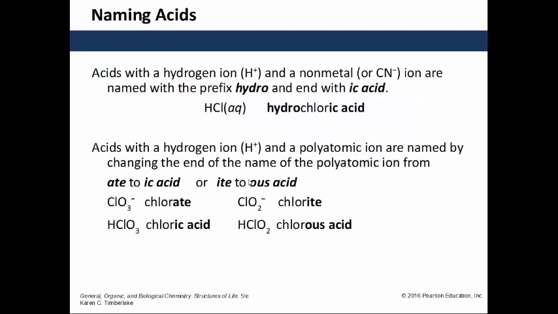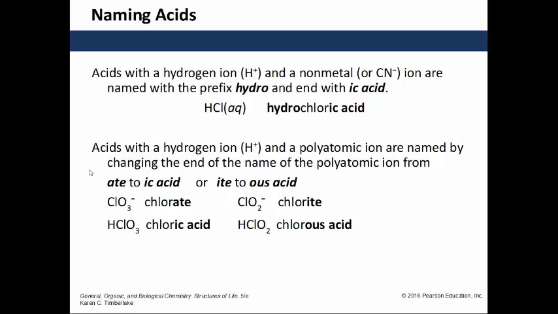Moving on to naming acids. Acids with a hydrogen ion and a nonmetal, or the cyanide ion, the CN with a -1 charge, will be named with the prefix hydro, then end with the ending -ic, acid. So for example, HCl, hydrochloric acid.